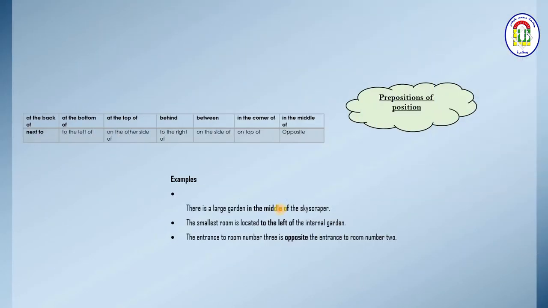Now, let's see the prepositions of position. At the back of, next to, at the bottom of, to the left of, at the top of, on the side, on the other side of, behind, to the right of, between, on the side of, in the corner of, on top of, in the middle of, and opposite. These are positions.